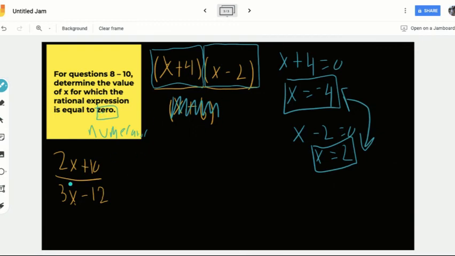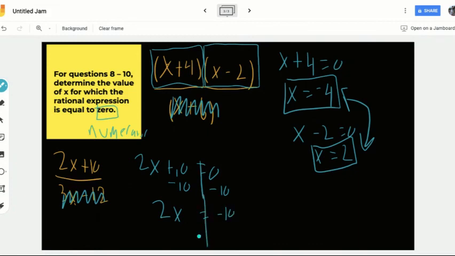So going down here, same thing. I don't care about the denominator because I want to know what makes it equal to 0. This is numerator only. I'm going to take that numerator and I'm going to set it equal to 0. I'm going to subtract 10. So I have 2x equals negative 10. And I'm going to divide by 2. x equals negative 5.